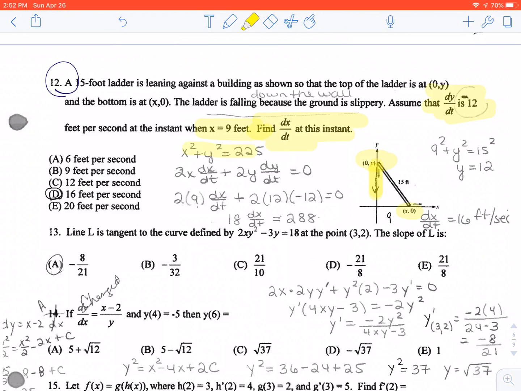So I'm going to use the Pythagorean theorem. The length of the ladder never changes. Since it was 9, 12, 15, this is the right triangle at the instant when x is 9. I'm going to take the derivative: 2x dx/dt plus 2y dy/dt equals 0. When x is 9, dx/dt is what we want to find, plus 2, y was 12. It was decreasing at a rate of negative 12 feet per second. We can solve for dx/dt, and that's what they were looking for.